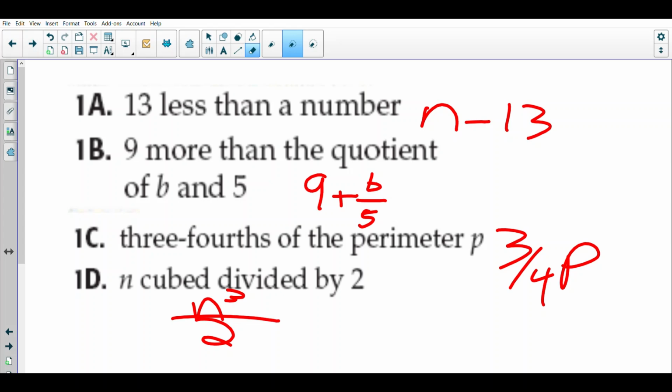3/4 of the perimeter, p. So 3/4 of means times, so 3/4 times p. And the last one, n cubed divided by 2. Cube means to the 3rd power, and divided by 2 means divide. So n cubed divided by 2.